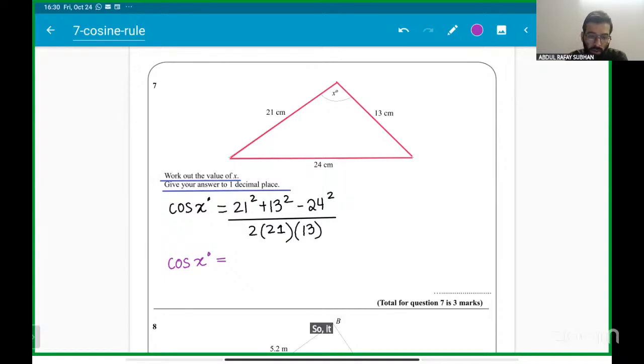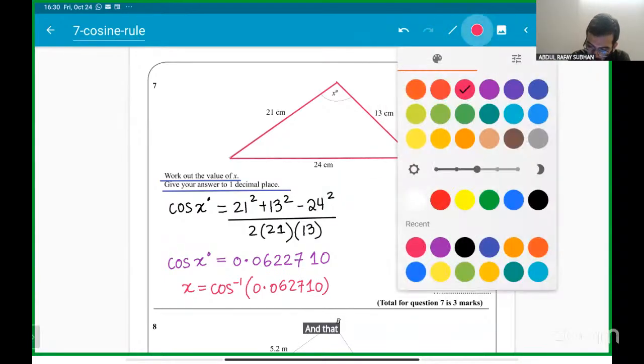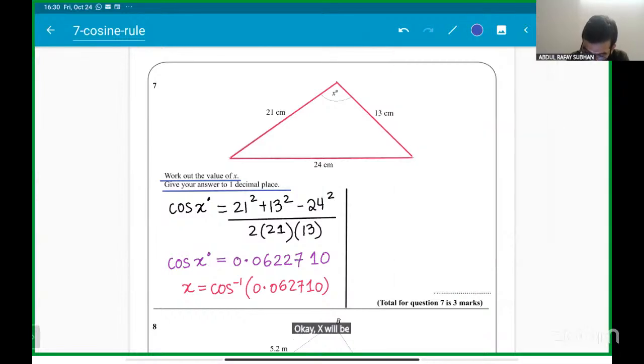So whatever the answer comes as, 0.06227110. It will be x equals cos inverse of 0.062710, and that will result in x equal to cos inverse of 0.062710. The answer comes out as 86.40 to one decimal place. That will be the answer, 86.4.